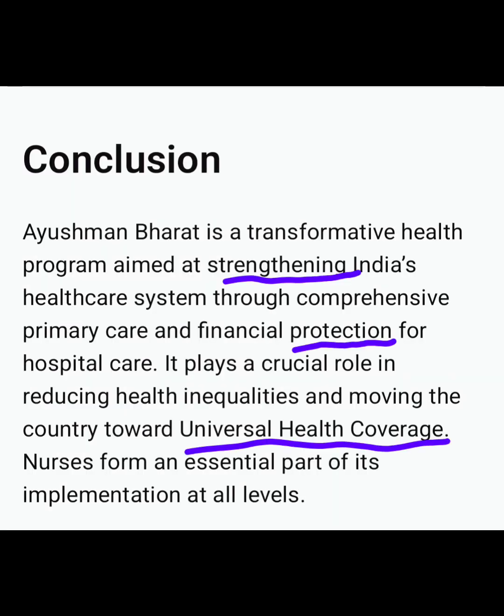Under conclusion, this is a transformative health program aimed at strengthening India's healthcare system with comprehensive primary care and financial protection for hospital care. It plays a crucial role in reducing health inequalities and moving the country towards universal health coverage. And in this, nurses play an essential role in implementation at all levels. So this is the conclusion about Ayushman Bharat.